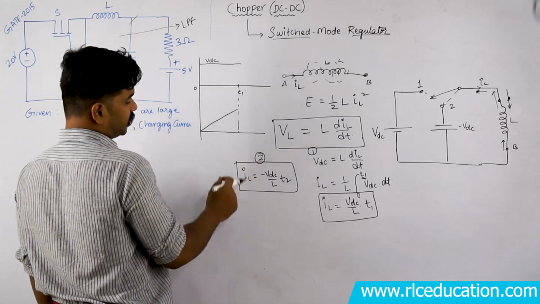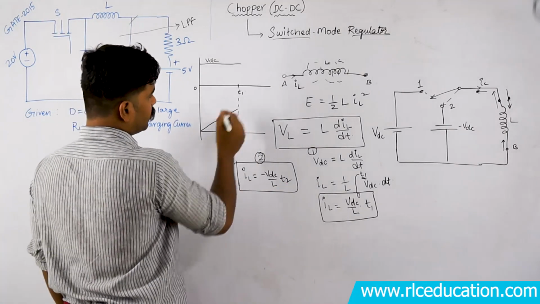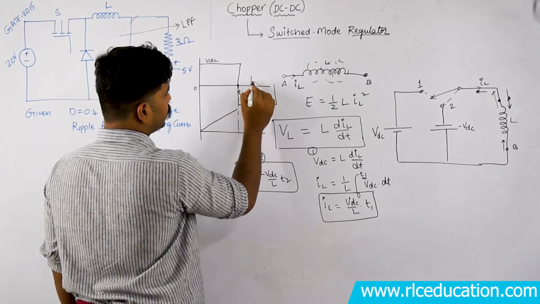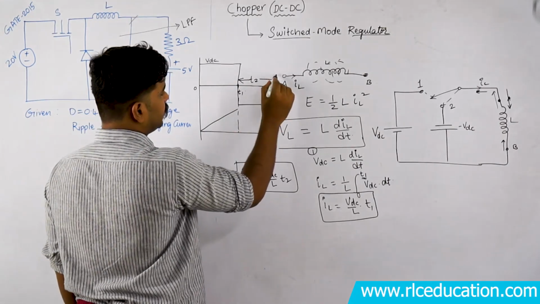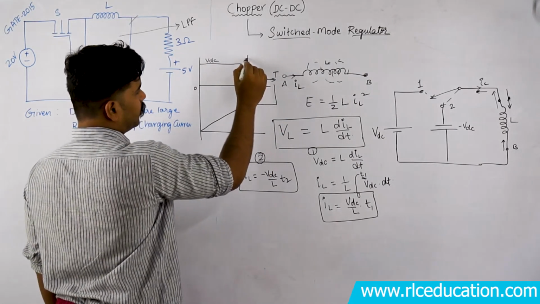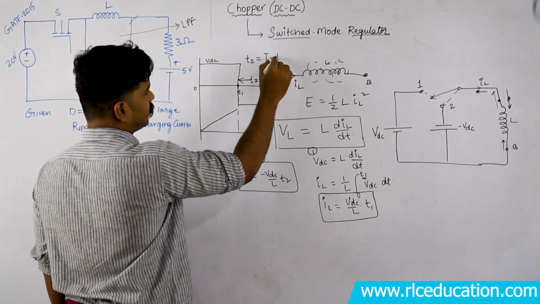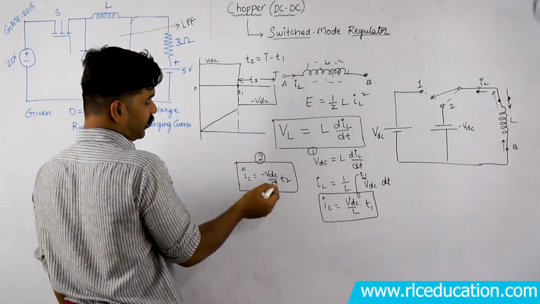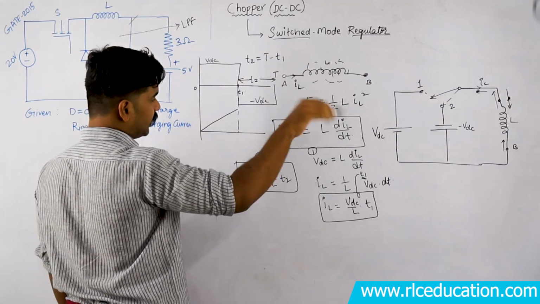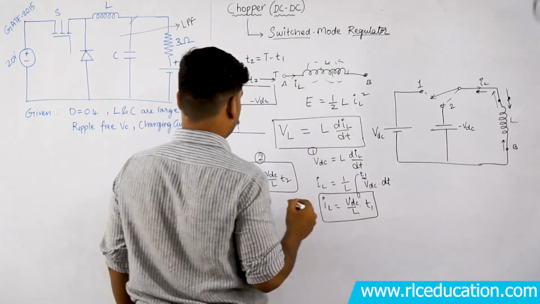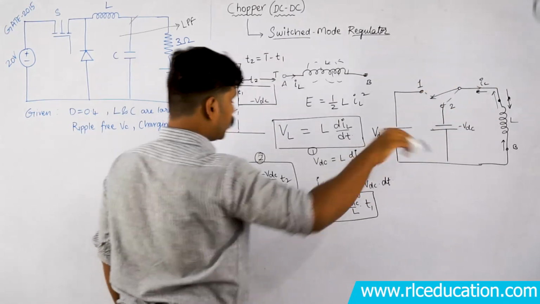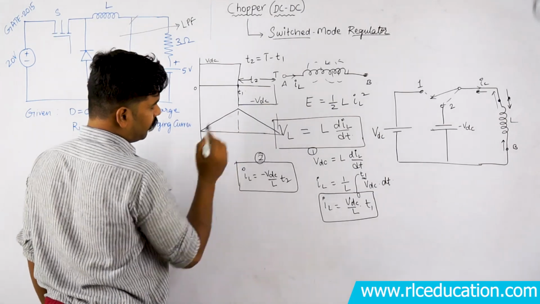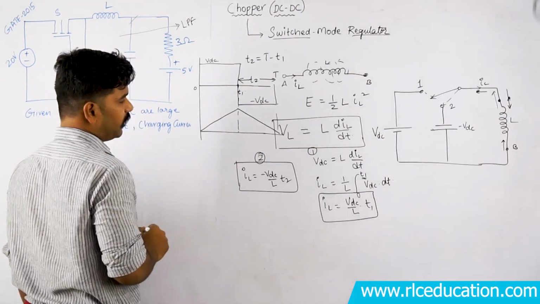If I try to plot the voltage and current for this duration, from T1 to the next T2 duration, how much is this duration? T2. Let us say the final time is T, or I can write T2 will be equal to the total time period minus T1. So I am applying how much voltage? Minus VDC voltage. But what is happening to the current? The current starts decreasing because the inductor is discharging. For this time duration, the energy stored in the inductor, or the current through the inductor, starts going down and finally goes to 0.